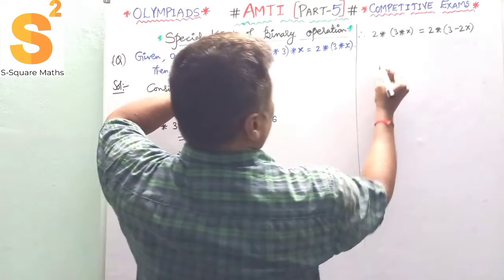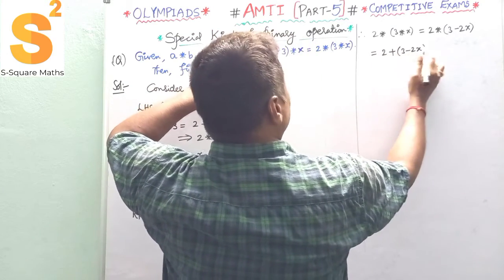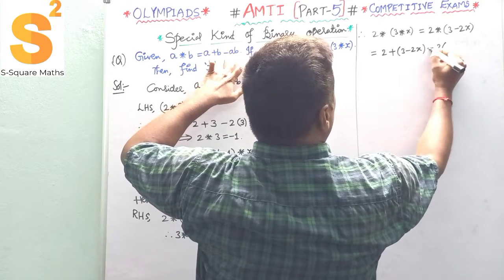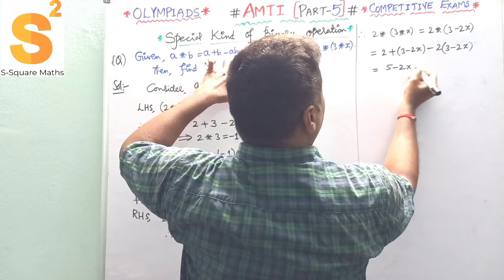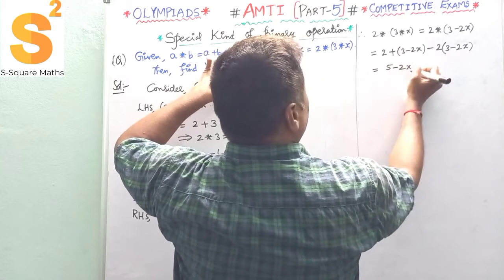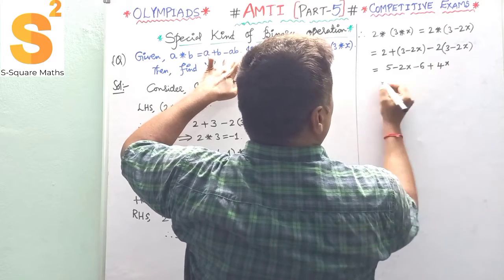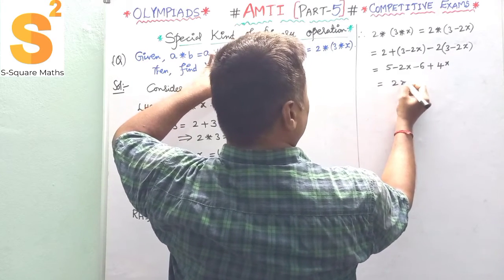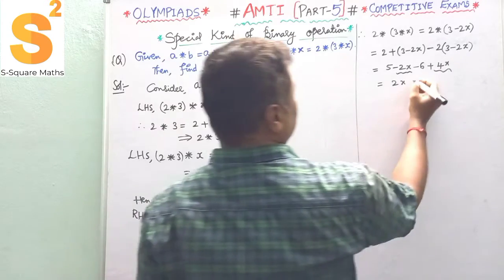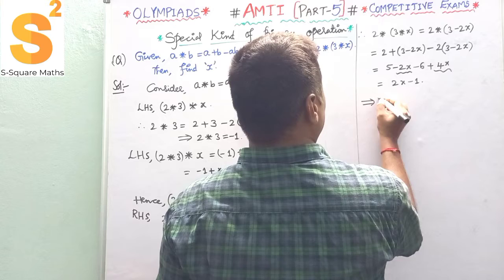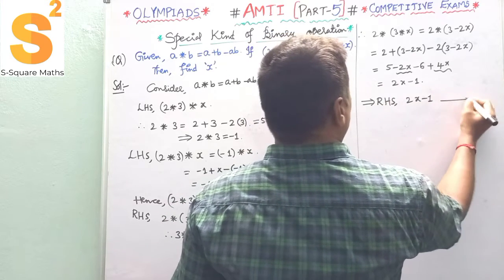So now A plus B minus AB: 2 plus 3 minus 2x, minus 2 into 3 minus 2x. So 2 plus 3 is 5, minus 2x, minus 6, plus, minus times minus is plus, 2 twos are 4x. So finally, considering the like terms, 4x minus 2x is 2x and 5 minus 6 is minus 1. So our RHS part is again 2x minus 1. Label it as equation 2.